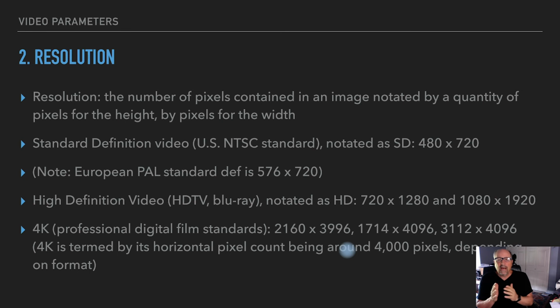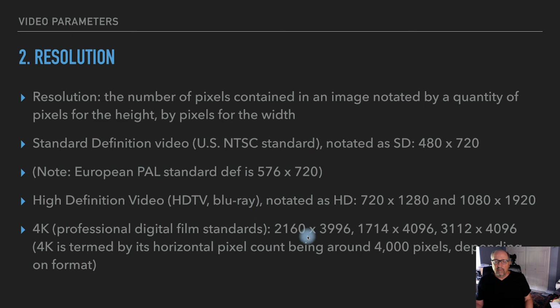Resolution has to do with the height and the length of your pixels. So standard definition, or SD, is 480 by 720. That's small, but that's what all video used to be. We don't have to worry about the European standard, but here the HD video, what's called high def, is one of these two, usually 1920 by 1080, and it has a particular aspect ratio we'll talk about.